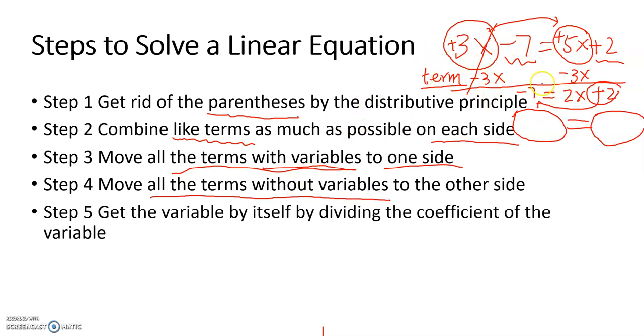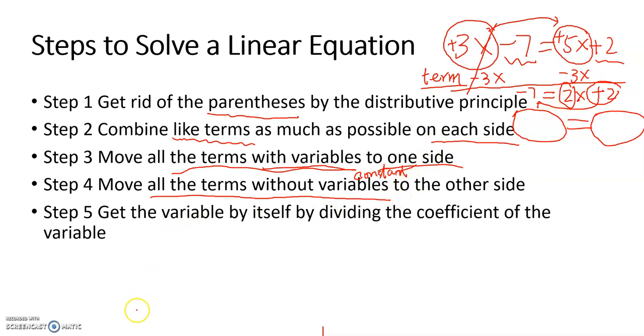So variable terms on one side and constant terms, meaning a term without any variables, to the other side. And the last step: after you combine 5x and 3x, you still have a number in front of x, this 2. You want to get rid of that.